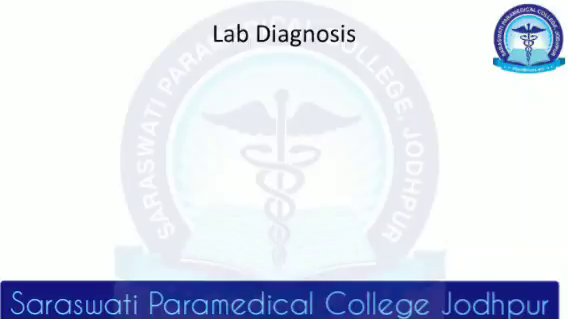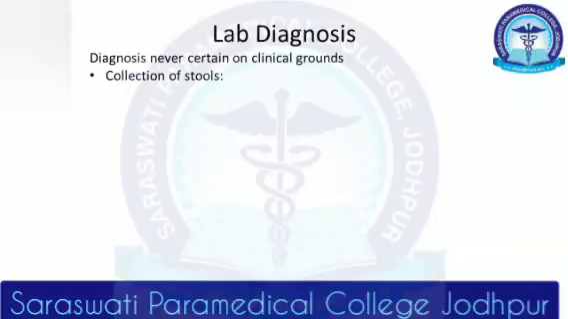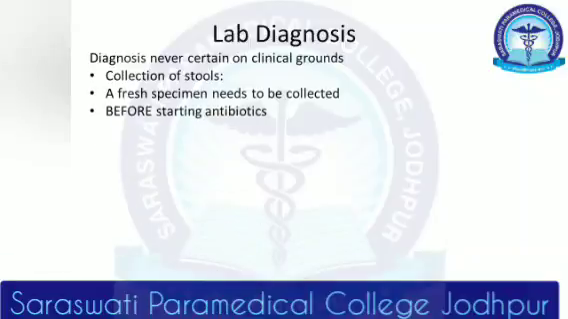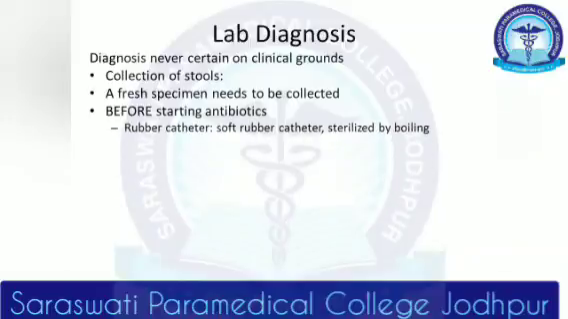The diagnosis of cholera can never be made certainly based only on clinical grounds. There is a need to collect a stool sample. A fresh specimen needs to be collected, and that too before starting the antibiotics. The stool sample can be collected using a rubber catheter or a rectal swab.